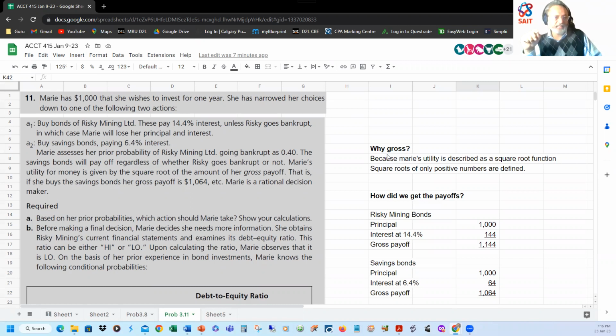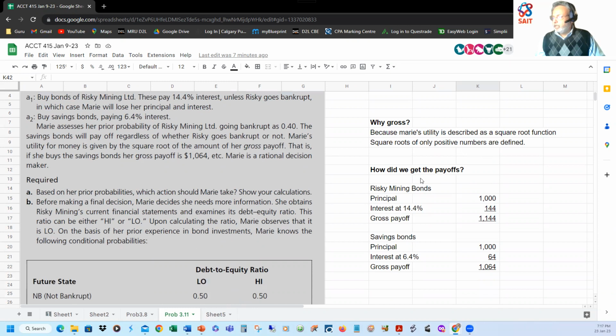Since Marie has a square root utility function, we are going with her gross payoff, which is the amount she gets back, principal plus interest. If she loses both, Marie gets back nothing, which is still non-negative. Square root of zero is zero, right? So it's just to allow us to do the math that the utility function is described as a square root. The classic ones are logs or square roots.